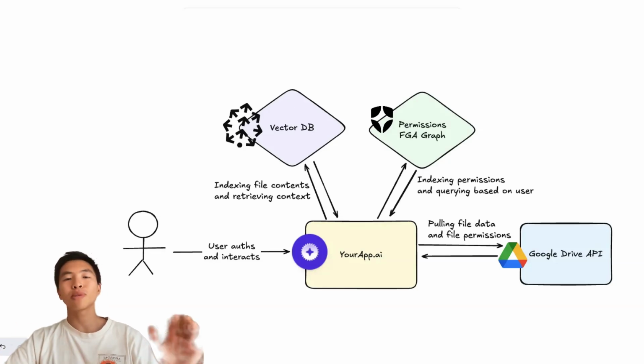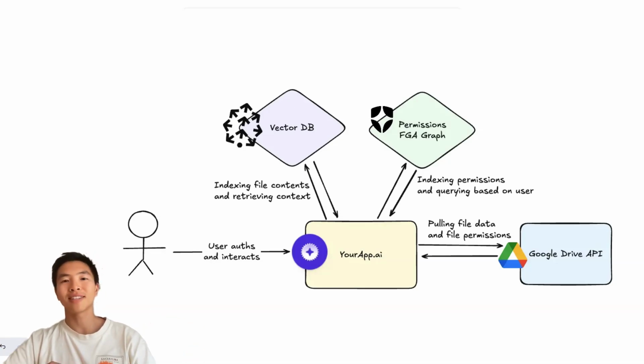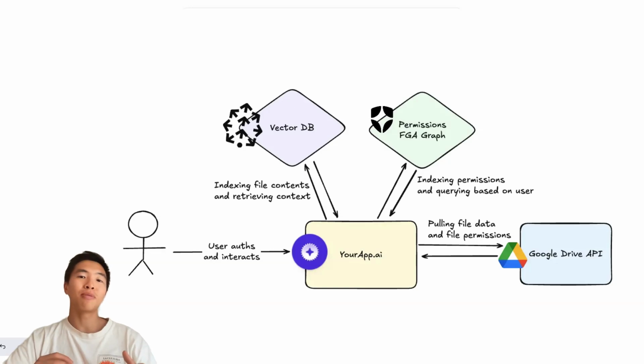So when a user chats with our application, first we retrieve any relevant context to their query, and then we check the file IDs and check with our permissions graph if they have access. From there, we return the allowed data back to the user.